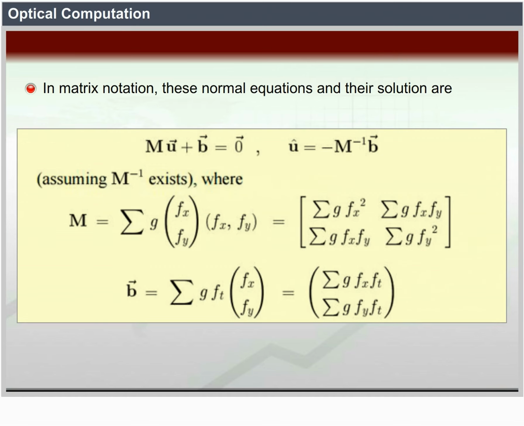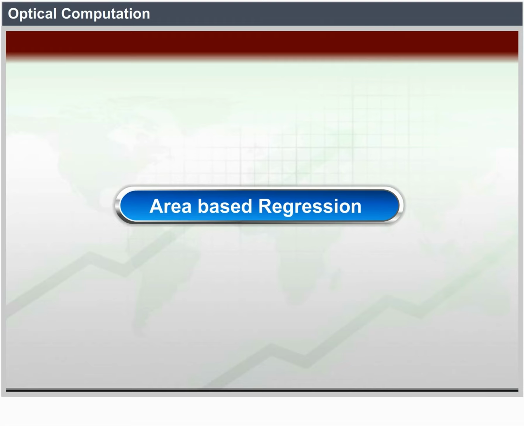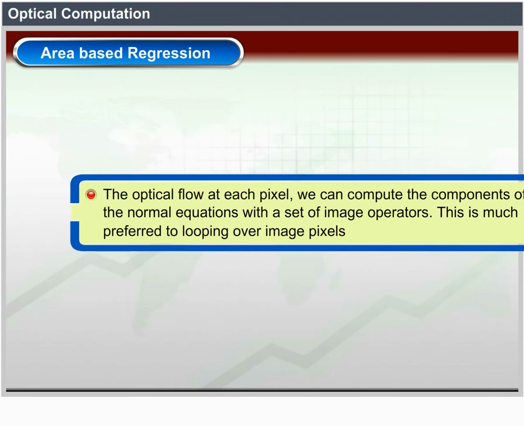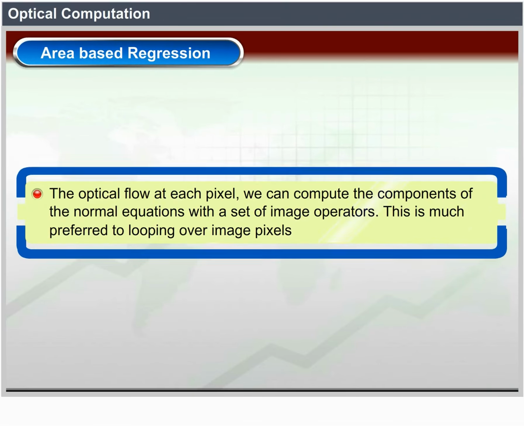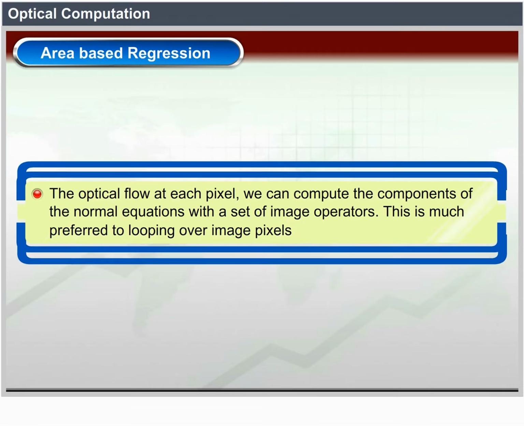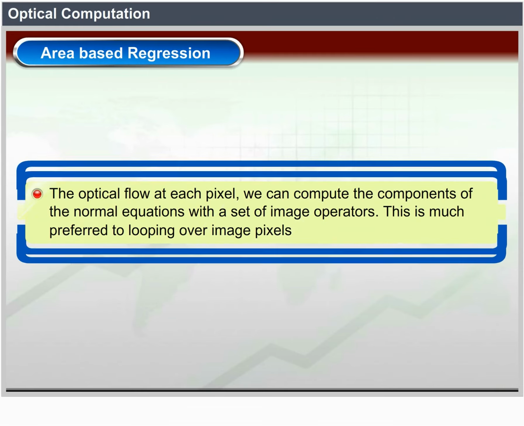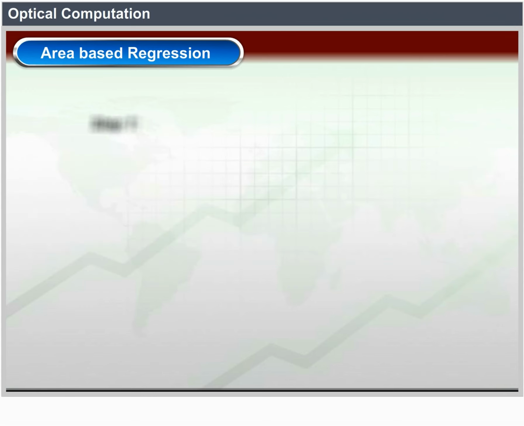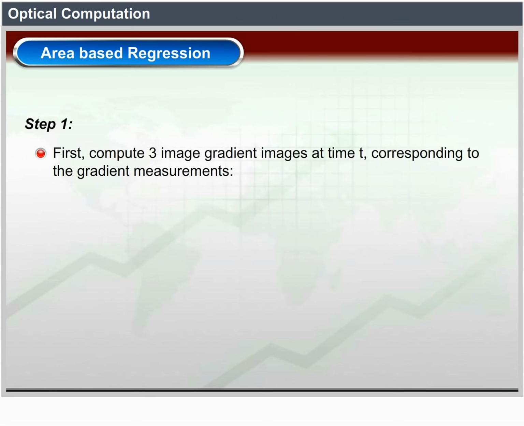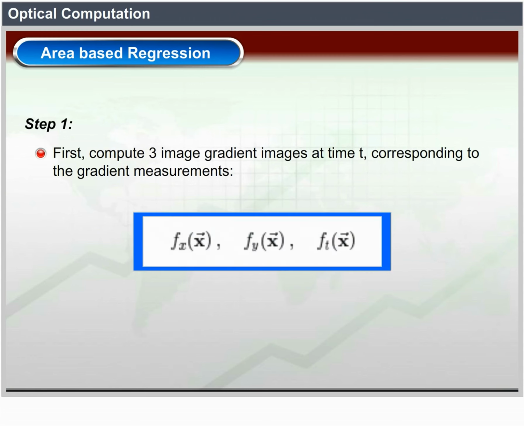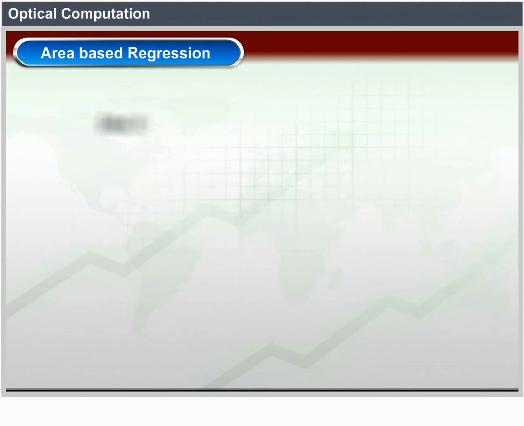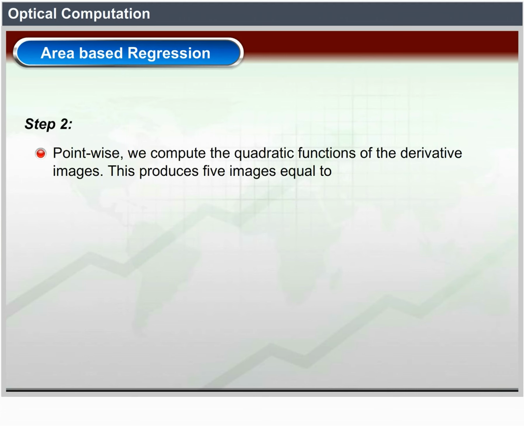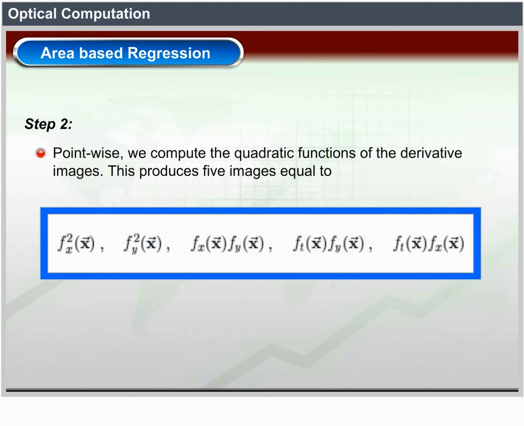Area-based regression. To compute the optical flow at each pixel, we can compute the components of the normal equations with a set of image operators. This is much preferred to looping over image pixels. Step 1: first compute 3 image gradients at time t corresponding to the gradient measurements. Step 2: pointwise, we can compute the quadratic functions of the derivative images. This produces 5 images equal to the following.